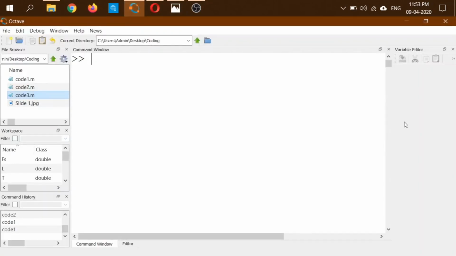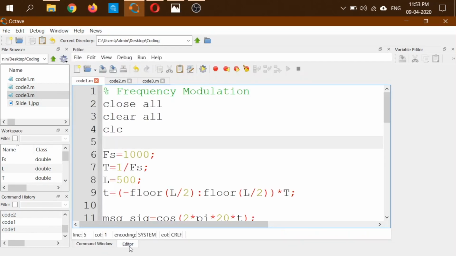So it has various windows. It is similar to MATLAB software if you use that in your college, etc. So this is your MATLAB-like interface where you have this file browser, then you have workspace, and you have this command history, etc. And this is your command window. So this is command window, and if you want to go to editor, this is your editor. So this is editor, and here you can write your code.